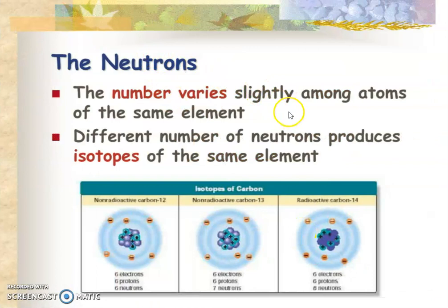So what are neutrons? The number varies slightly among atoms of the same element. Different numbers of neutrons produce isotopes of the same element.